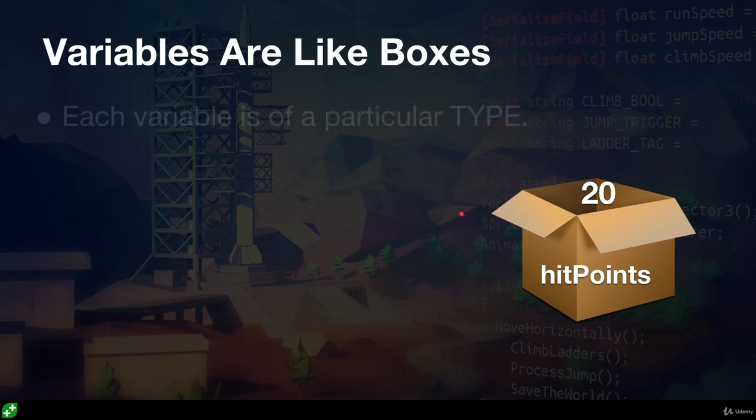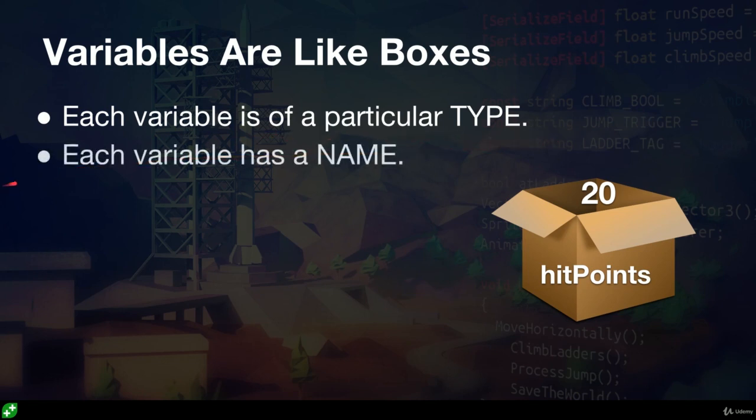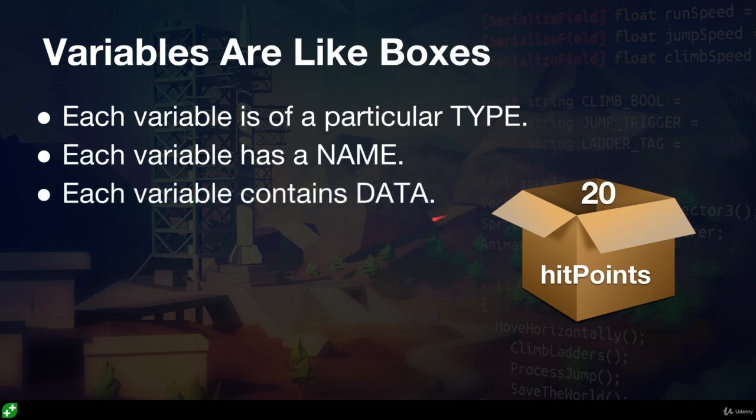There's a couple of statements here that we can make. Each variable is of a particular type, and I'll give you some examples of types in a moment. Each variable has a name, in this case hit points, and each variable contains data that we can use in other places in our code and throughout our game. And with our example here, we have a value of 20.